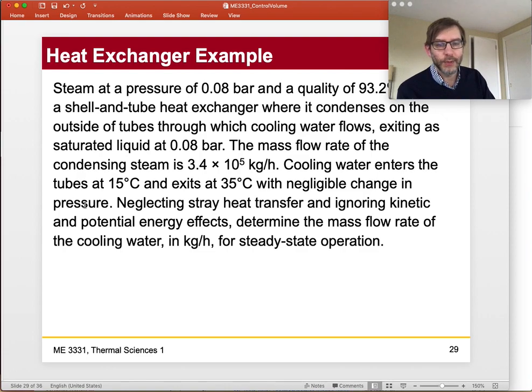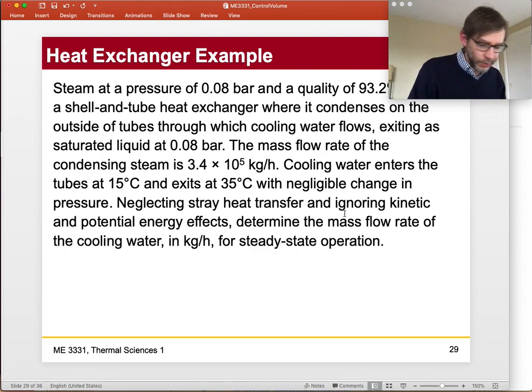Negligible change in pressure means there's no pressure drop through the tubes, okay? Neglecting stray heat transfer, so this means adiabatic, okay? Make sure you read the problem. And ignoring kinetic and potential energy effects, determine the mass flow rate of the cooling water in kilograms per hour for steady state operation. All right, it's given us all the keywords here that we need to solve this thing.